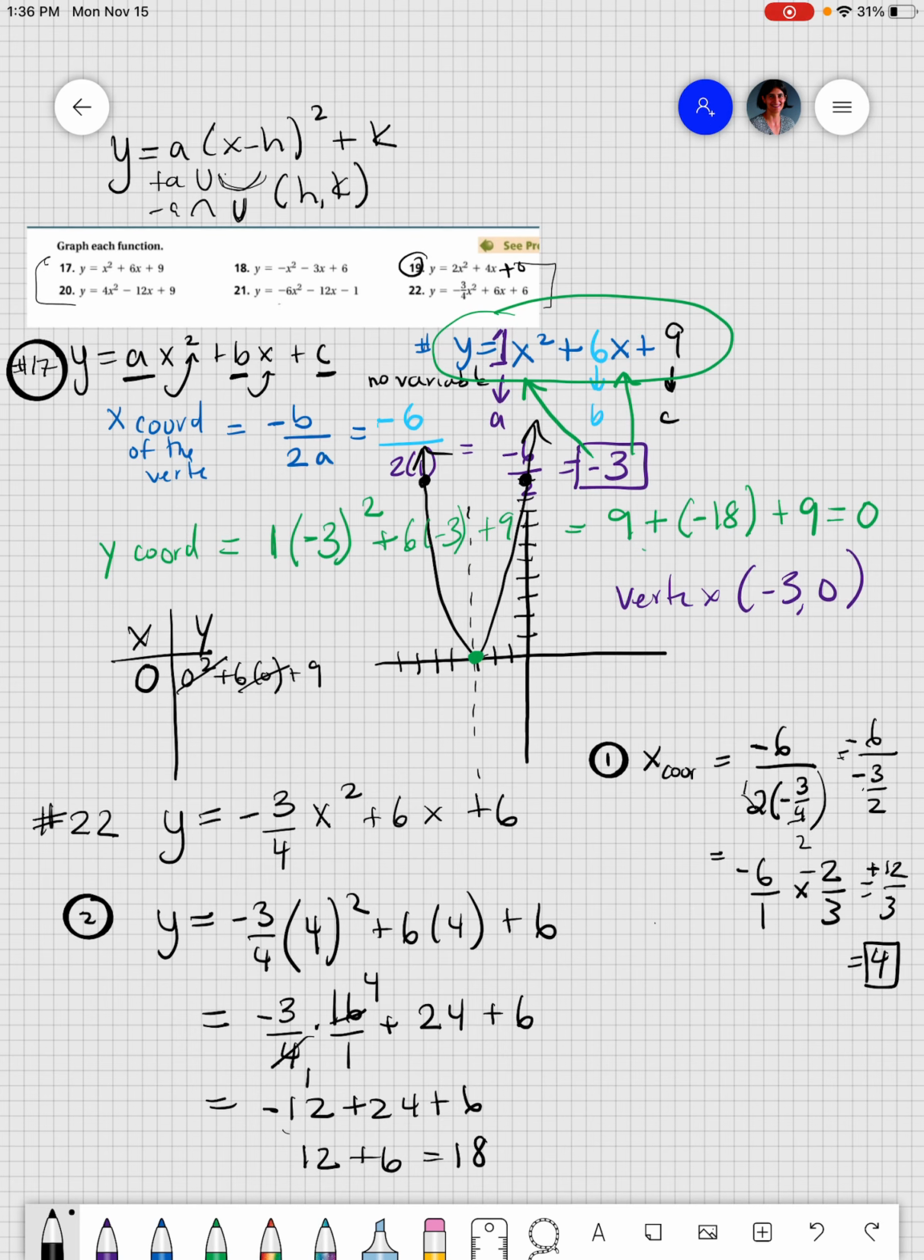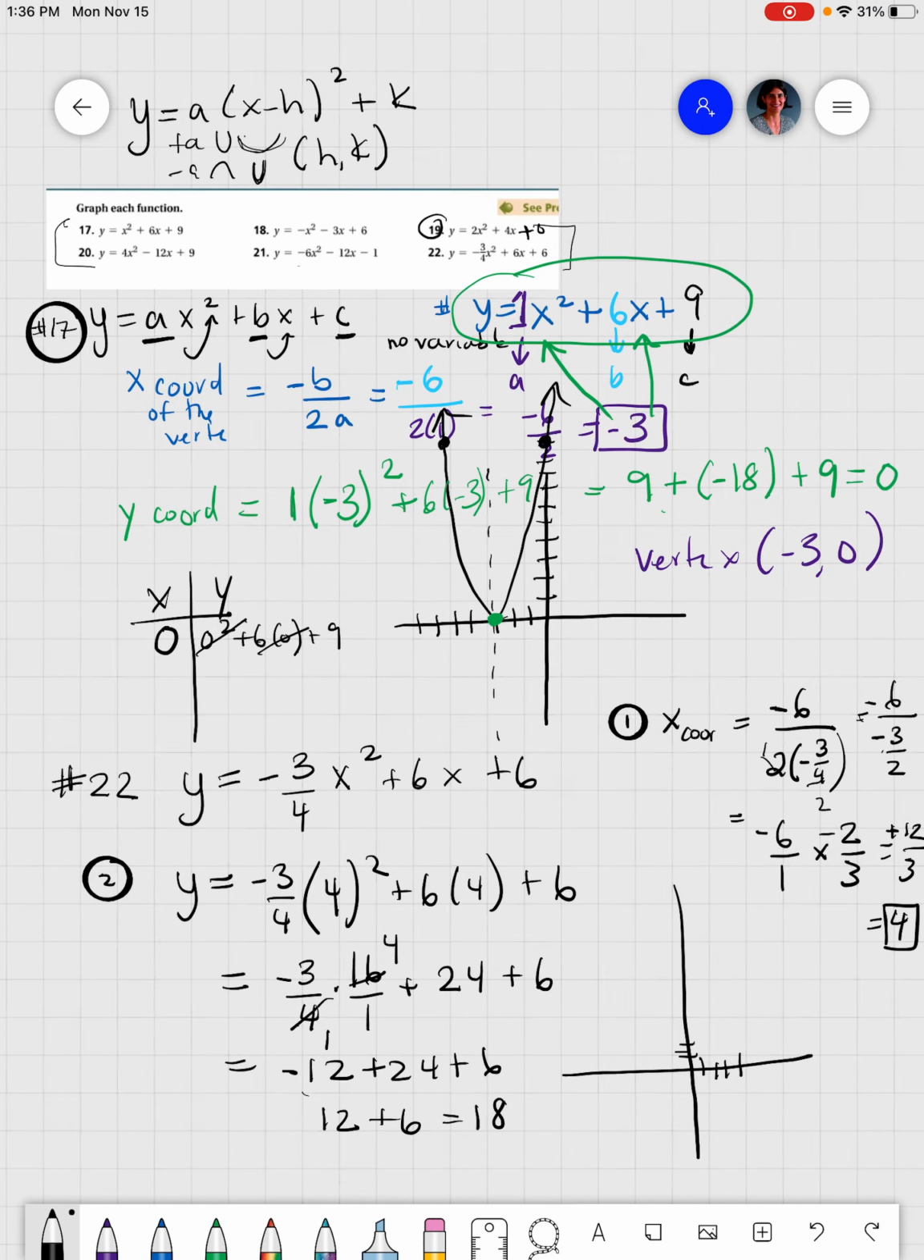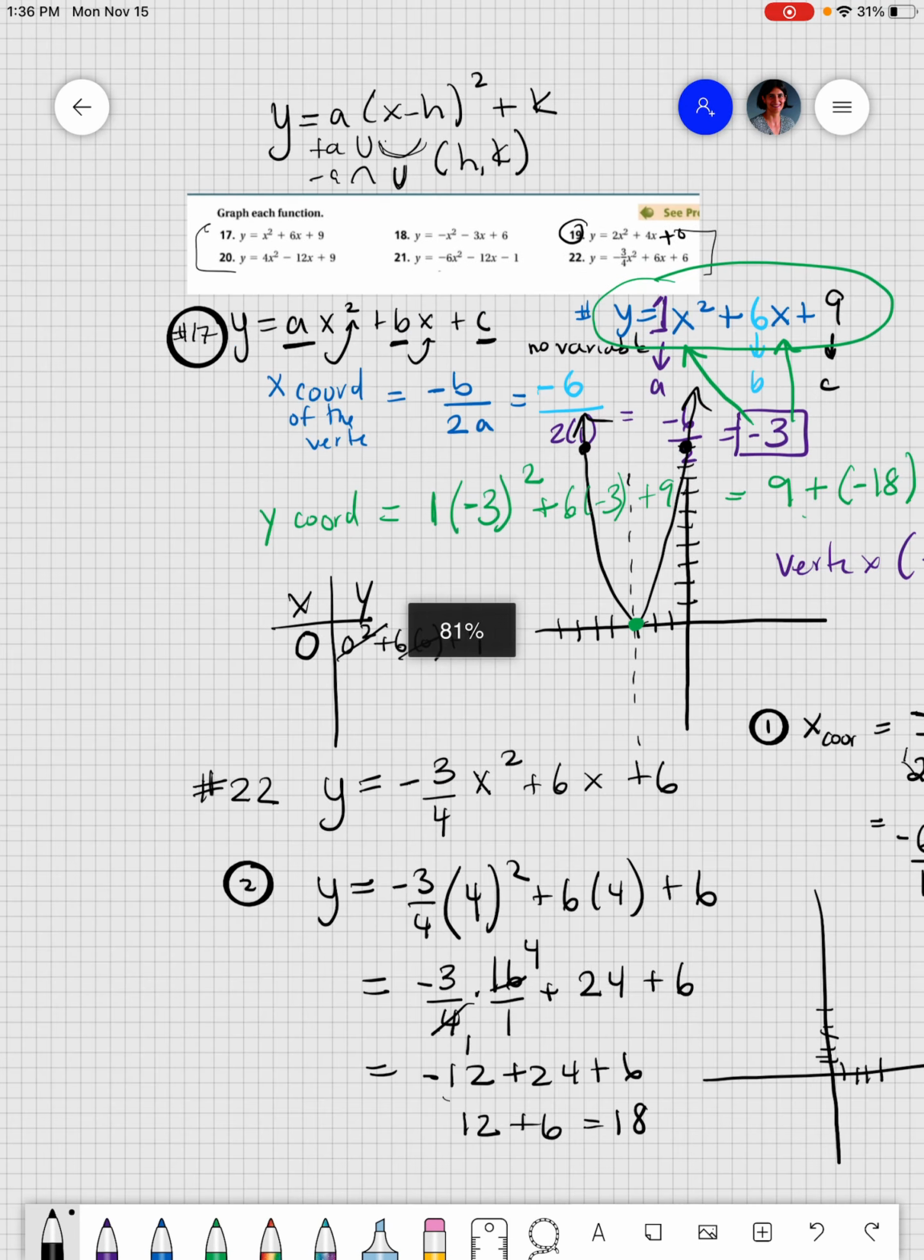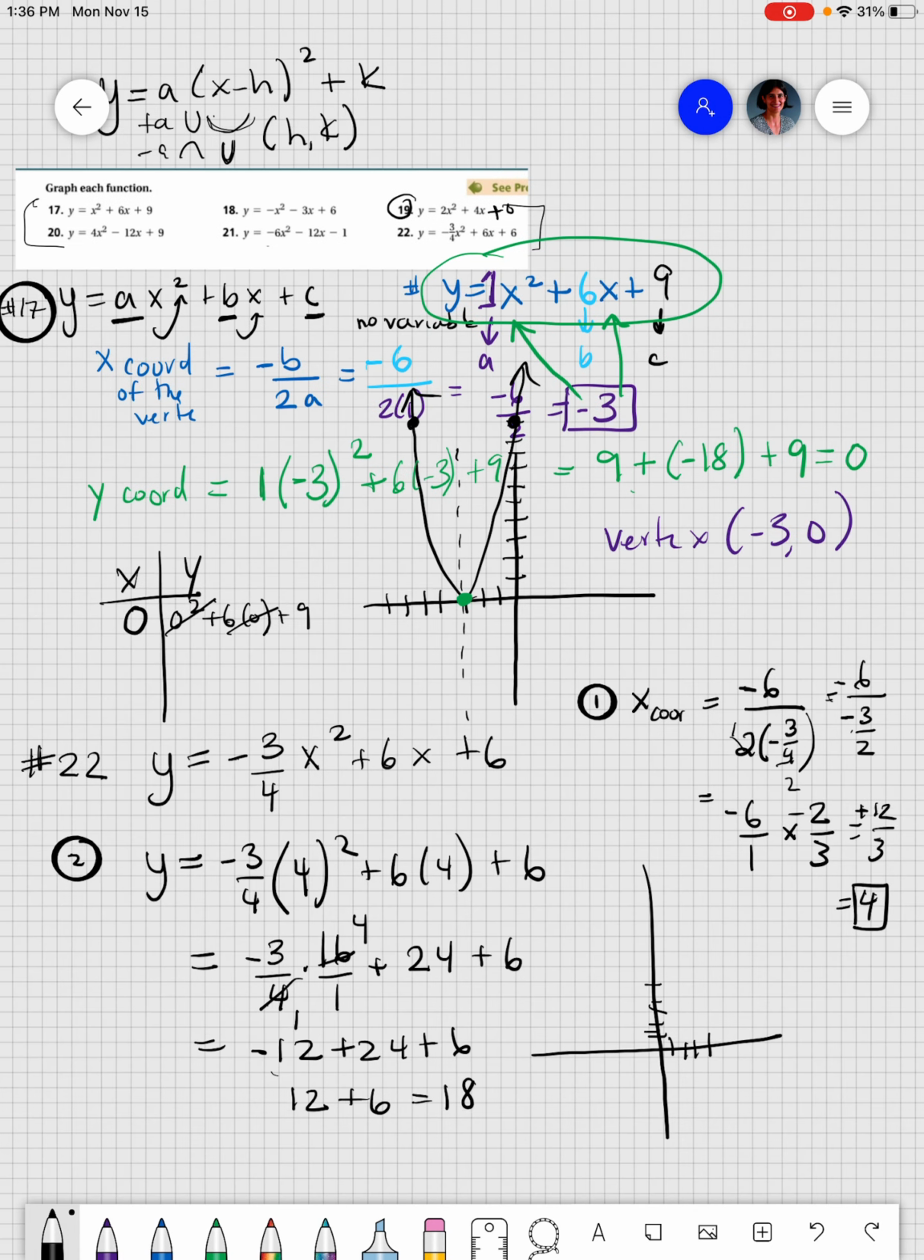Whoops, I don't know what happened to my line there. I'm at 1, 2, 3, 4, and 1, 2, 3, 4, 5, 6. It doesn't like doing this. 1, 2, 3. I'm someplace way up here. This is going to be 4 comma 18, my vertex, and my parabola is facing down, so I know it's going to go down, but I can still use that y-intercept. That's my next best point.